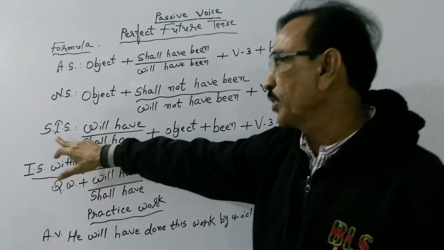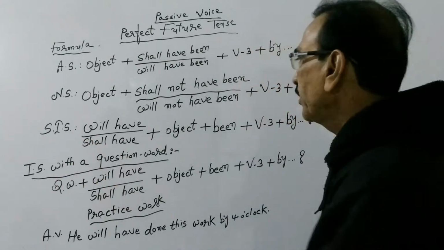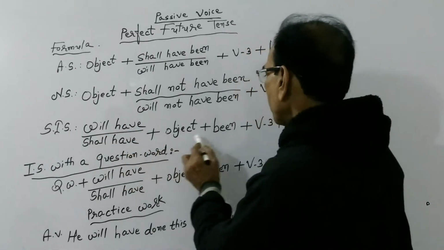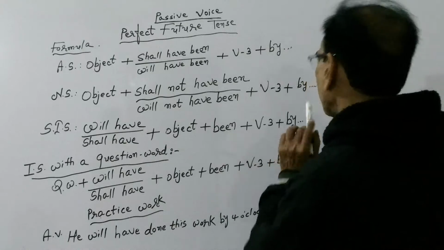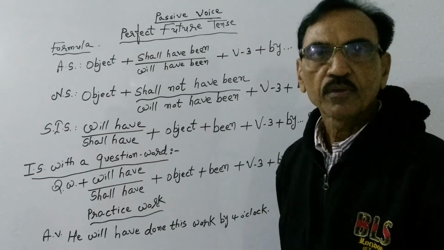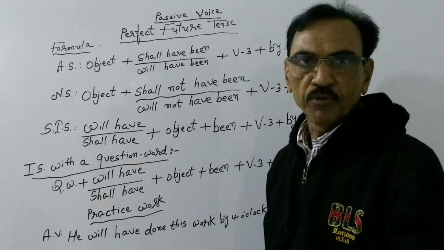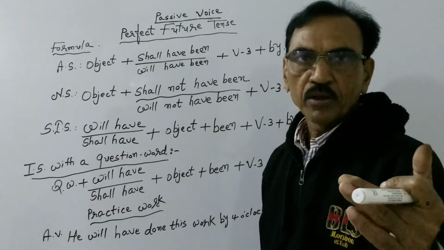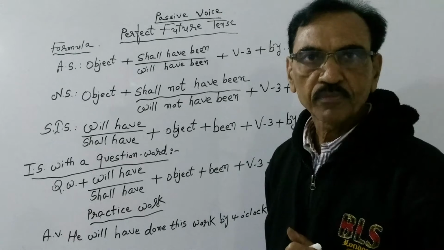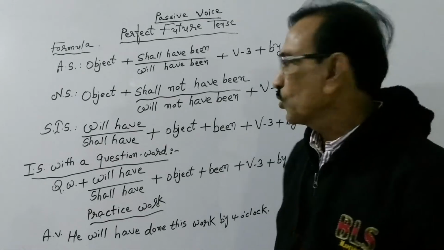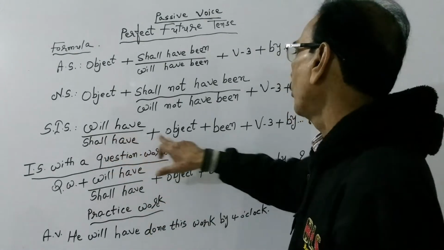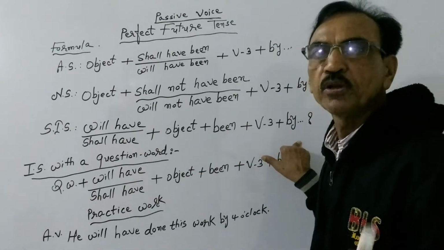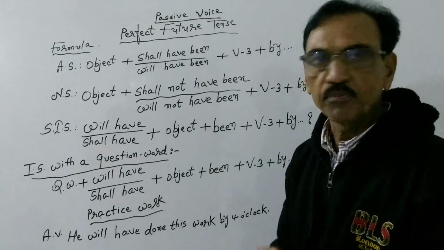Now, simple interrogative sentence. The formula is will have or shall have plus object plus been plus V3 plus by plus question mark, friends. So, will you have written this letter before the bell rings? So, will that letter have been written by you before the bell rings? That is the passive form.